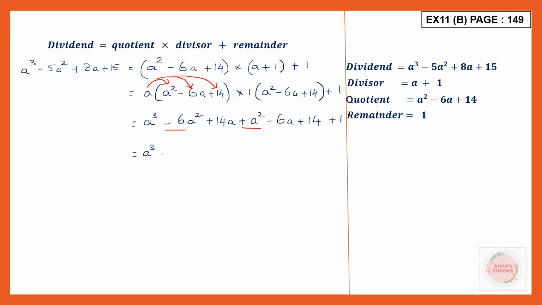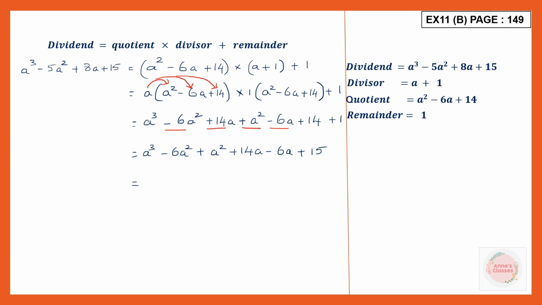So minus 6a square plus a square. Then we have the a's. Let's look at the a's. Here we have plus 14a and minus 6a. So let's take that. Plus 14a minus 6a, and then we just have the numbers plus 14 plus 1. Here we can do it here itself. 14 plus 1 is 15. So let's write plus 15.